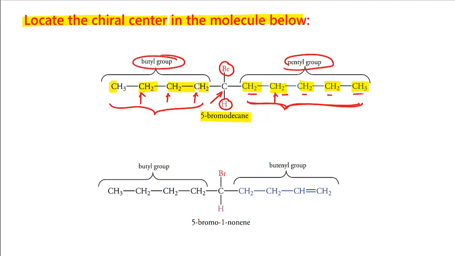So this carbon has 4 different groups: one is bromine, hydrogen, a pentyl group, and on the other side a butyl group. So this carbon is a chiral carbon. I can put a star here to show that this is a chiral carbon. So I will have this molecule and its mirror image, that is the enantiomer, and they will not be superimposable.